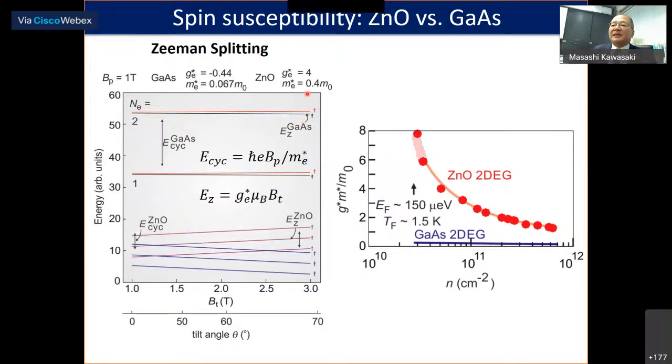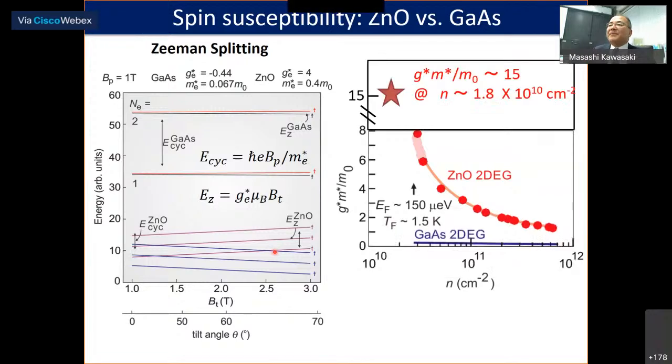But in the case of zinc oxide, Zeeman energy is comparable to cyclotron energy. So you have a lot of band crossing, and this band crossing gives very important new physics. And in the best quality sample, a very diluted sample, like 10 to the 10 charge density, this g value tends to be as large as 15. So this is the conventional, very diluted zinc oxide system up to 2015. Nowadays, we can make very clean samples, pushing down the charge carrier density to the order of 10 to the 10.